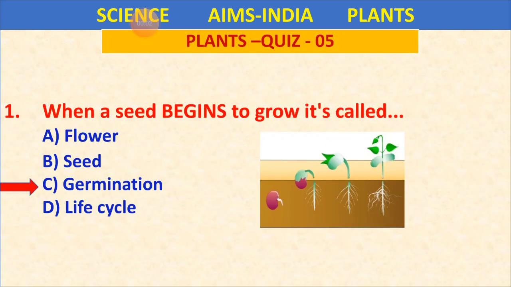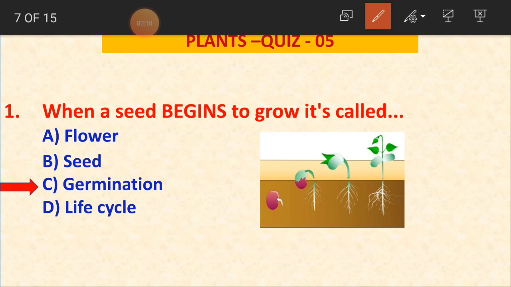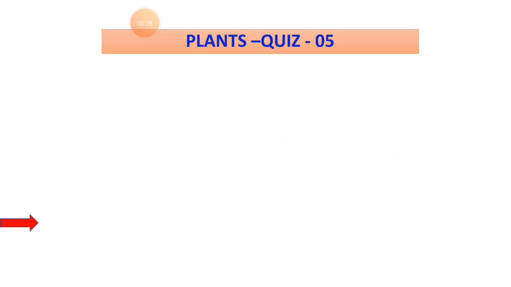Let us revise about plants in the form of questions and answers. When a seed begins to grow, what is it called? It is called germination. That is germination.